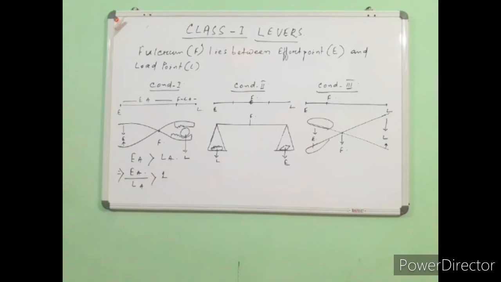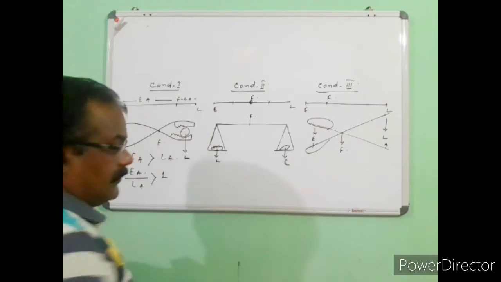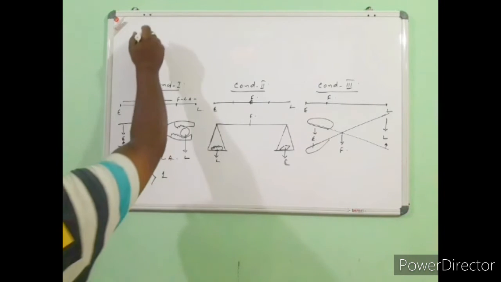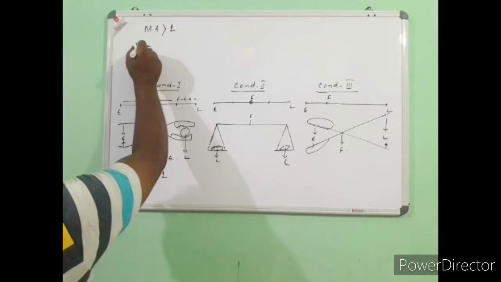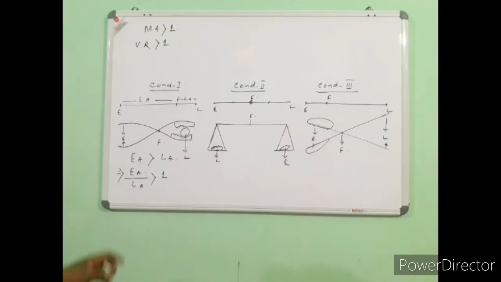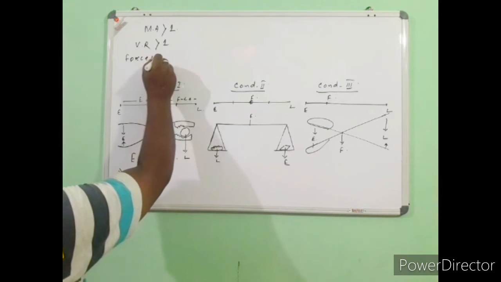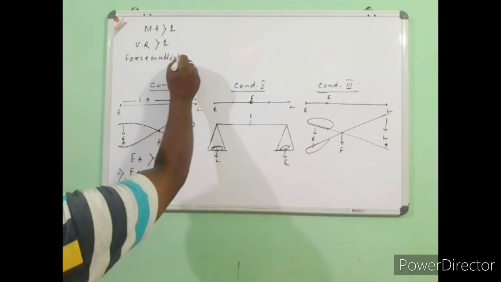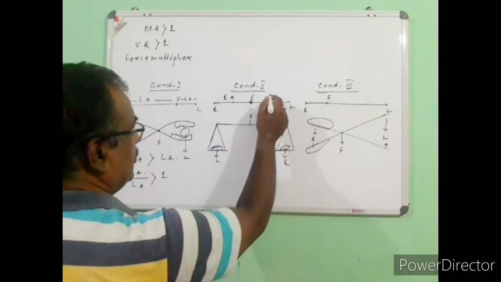So in this case mechanical advantage is greater than 1, and similarly we can also say that velocity ratio is greater than 1. So now this condition of class 1 lever can be used as a force multiplier.